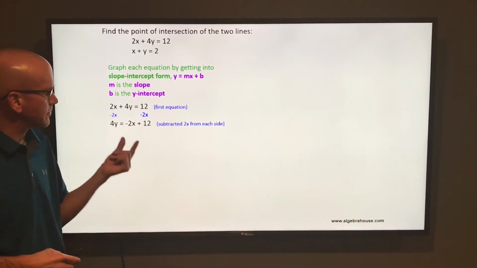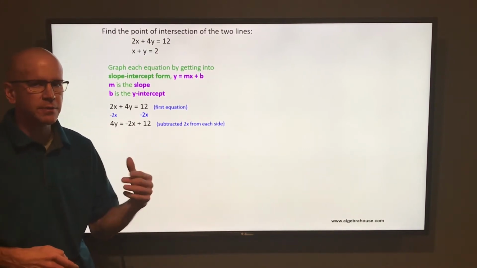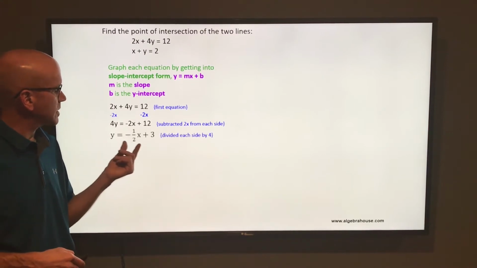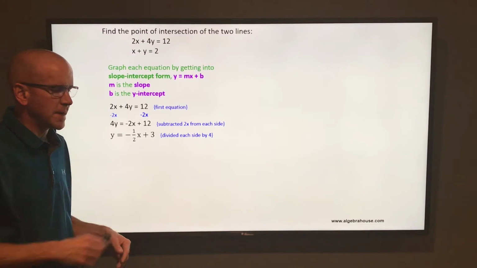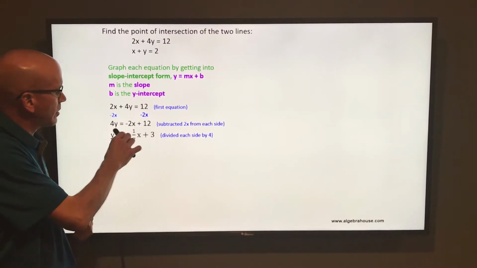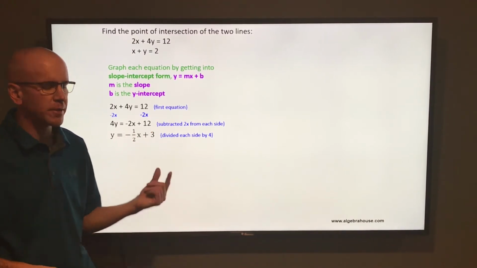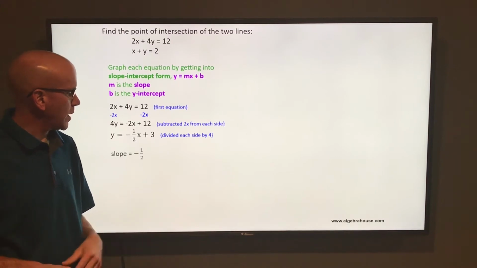Remember, slope-intercept form is solving this for y, so you can see the slope and the y-intercept. Divide each side by 4. If you divide negative 2x by 4, that would be negative 1 half x, and if you divide 12 by 4, that is 3. So the slope on this is negative 1 half, and the y-intercept would be 3.